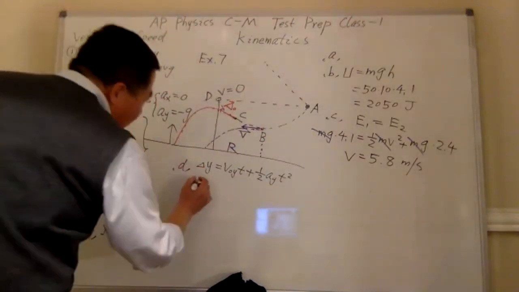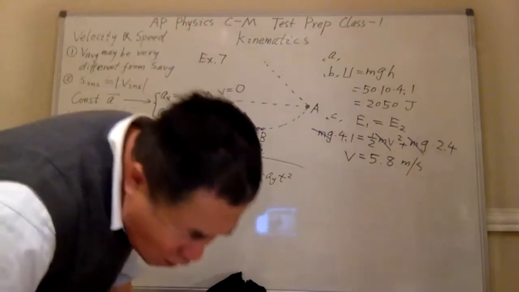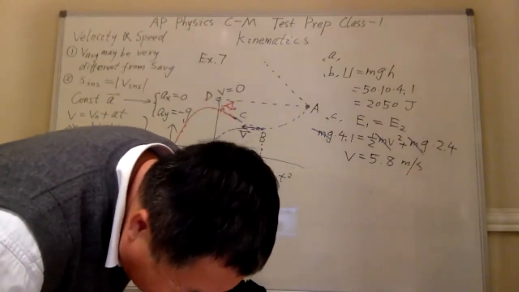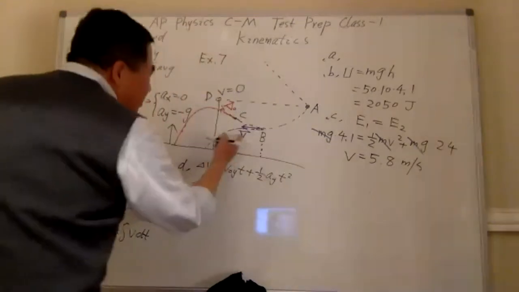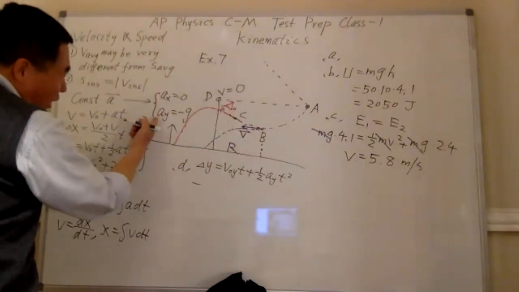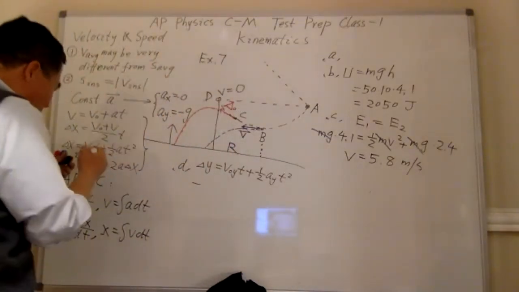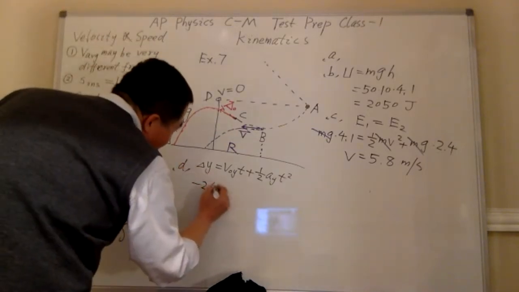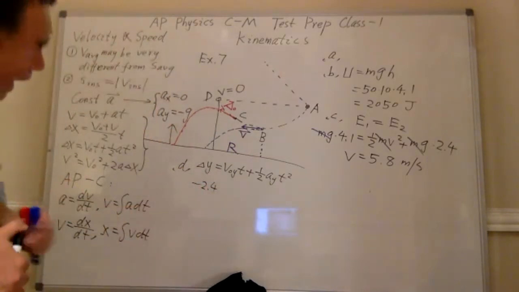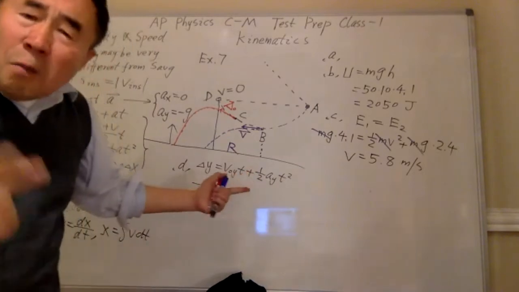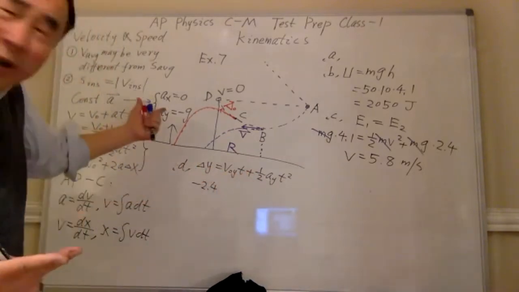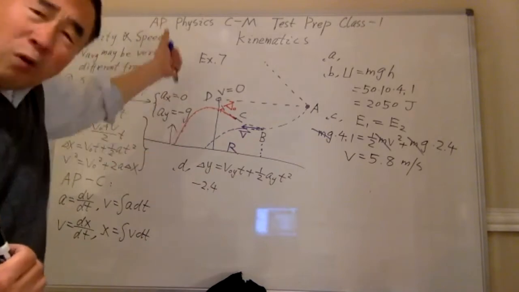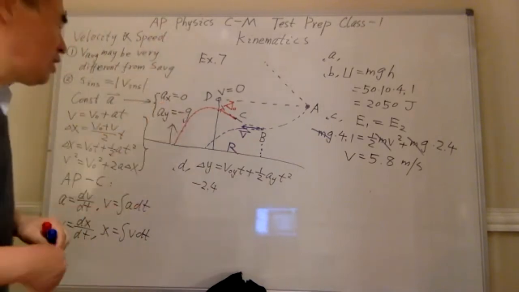What do you have to plug in? A negative value. Always follow a y equals negative g. This means you take upward as positive. Remember, delta y equals negative 2.4. You have to make the sign correct based on your choice of the positive direction, because we take upward as positive, so a y equals negative g.